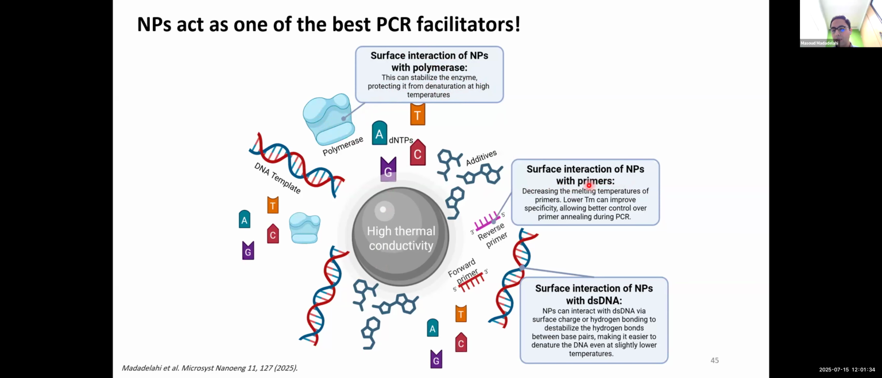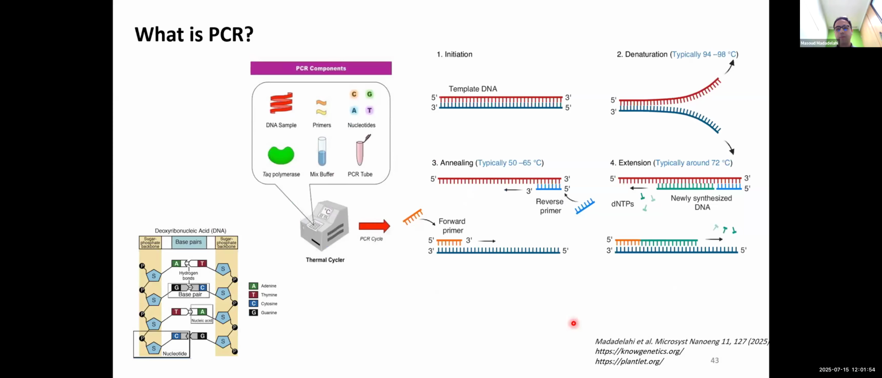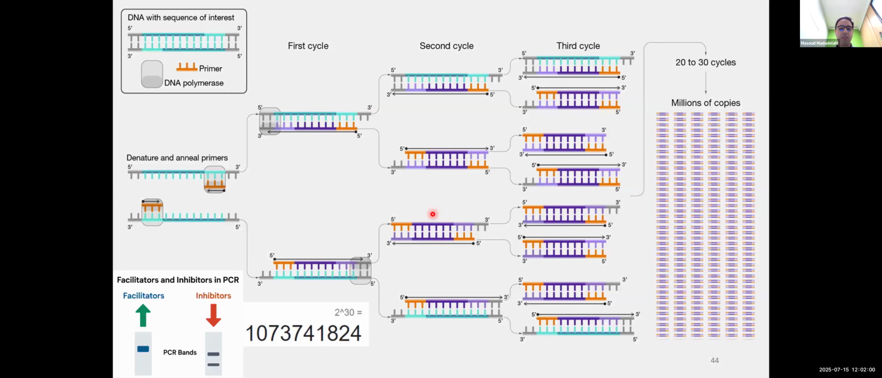They can interact with primers to decrease their melting temperature and improve the specificity of this process. And finally, they can interact with double-strand DNAs in a way that this denaturation happens better, right, more efficiently.